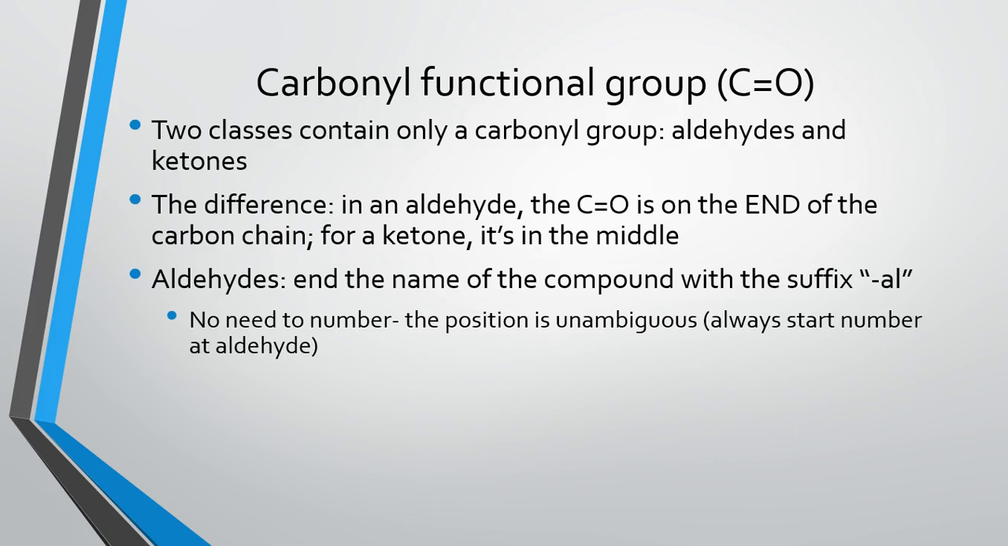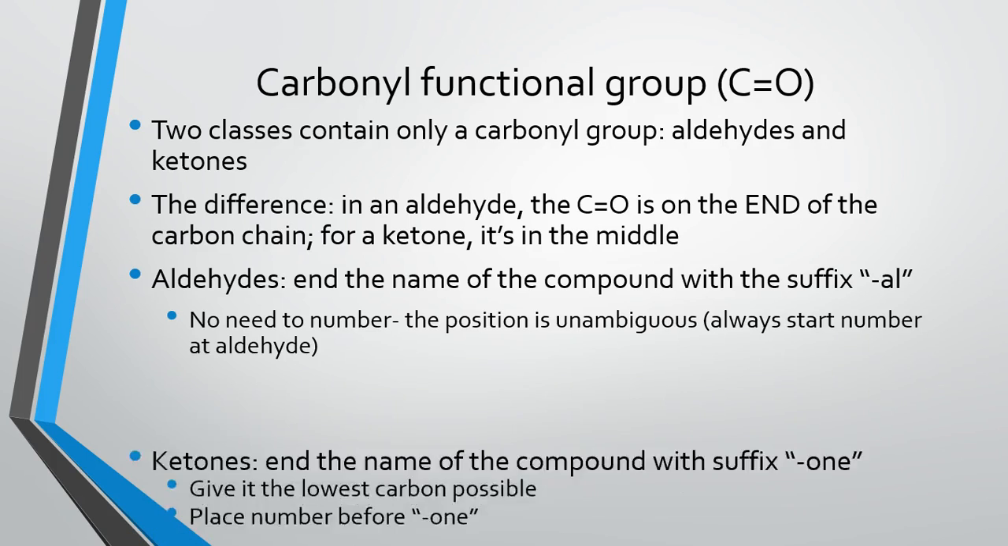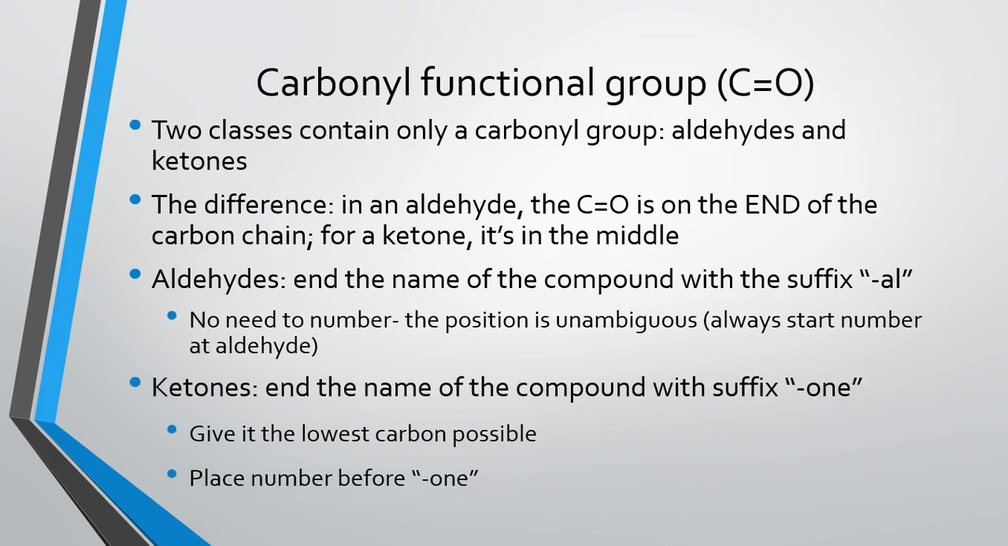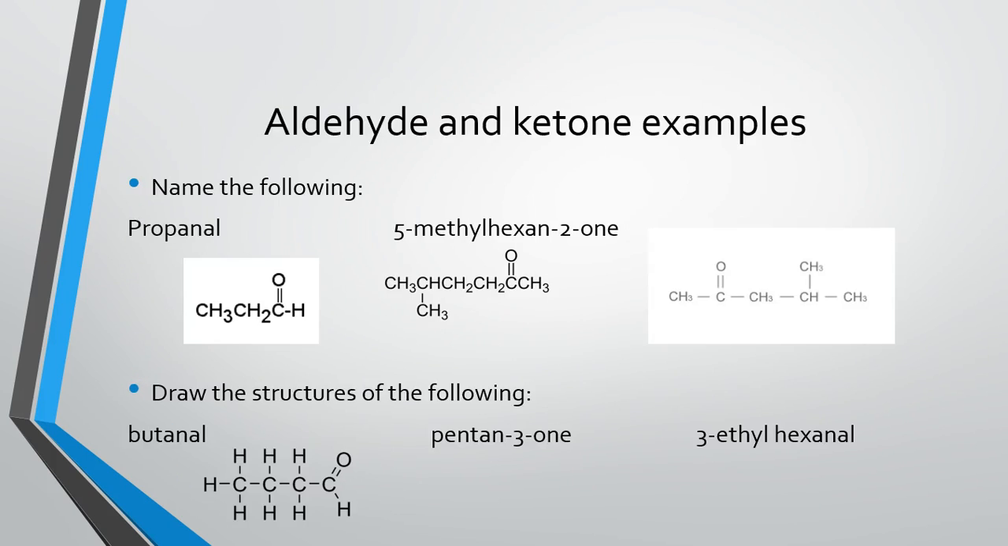Okay, so we're always going to start numbering at the aldehyde. For ketones, we're going to end the name of the compound with the suffix -one. We're going to give it the lowest carbon number possible, and we're going to place the number before the -one. So it's sort of similar to the way that you indicated the number with alcohol naming.